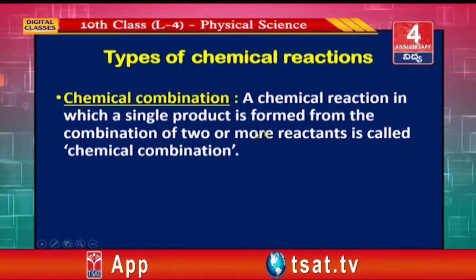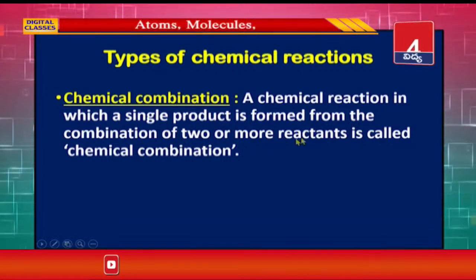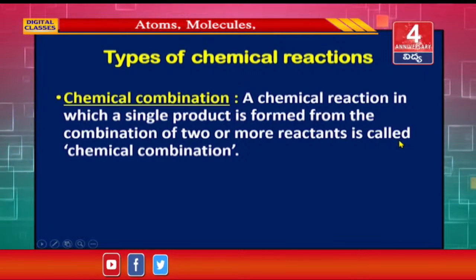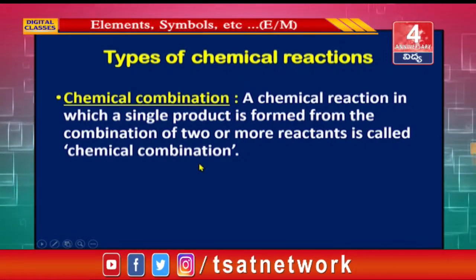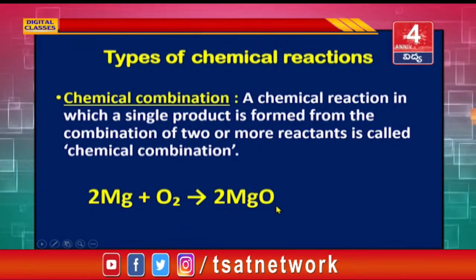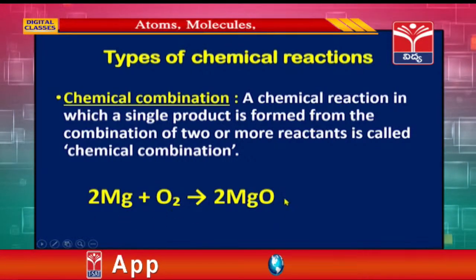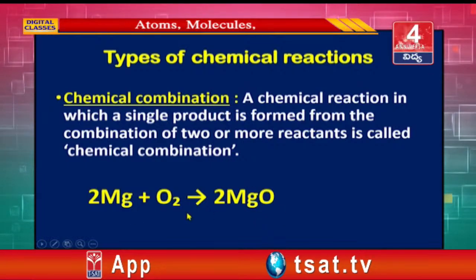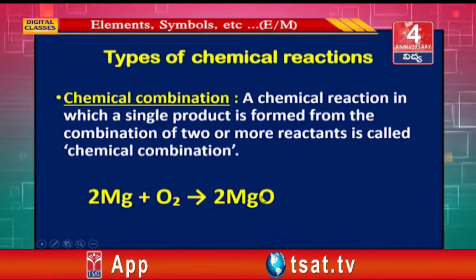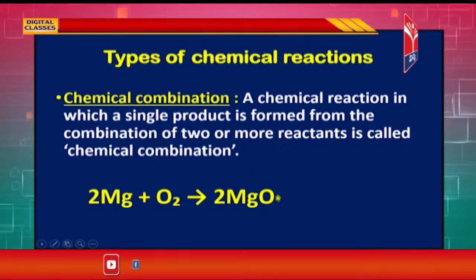A chemical reaction in which a single product is formed from the combination of 2 or more atoms is called chemical combination. 2 Mg plus O2 gives rise to 2 MgO. So here magnesium and oxygen are combining to form magnesium oxide. 2 elements are combining to form 1 compound. This is called chemical combination.